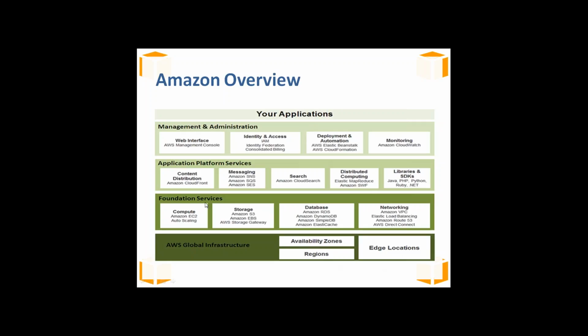Now let's talk more about the foundation services. When I talk about Amazon Foundation Services, they are divided into four. As you can see, the first one is compute, the second one is storage, the third one is database, and the fourth one is networking. These are the four foundational services of Amazon. Now the first one we're going to talk about is Amazon Web Services Compute.